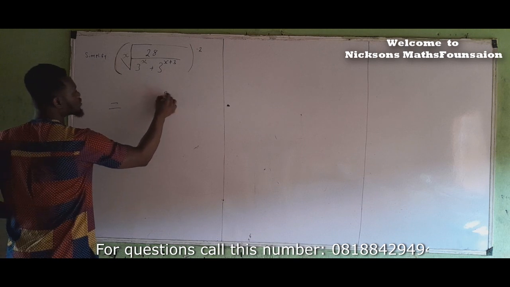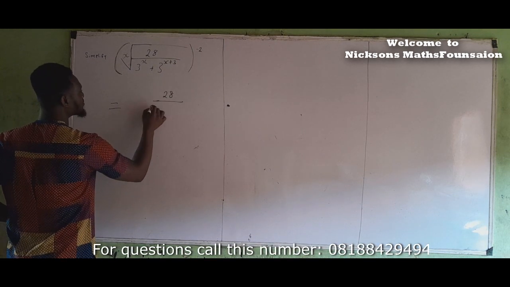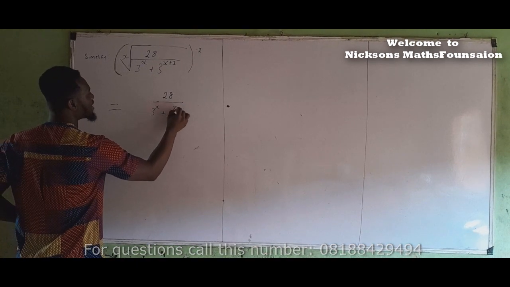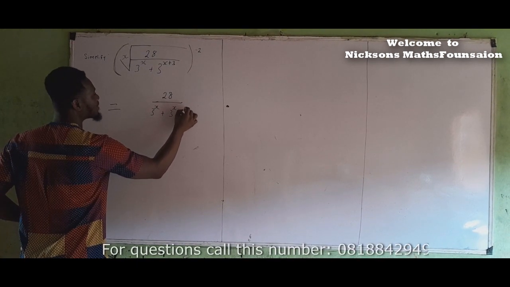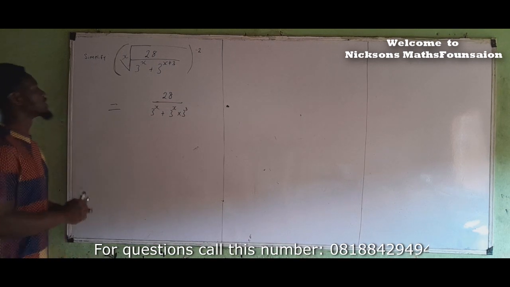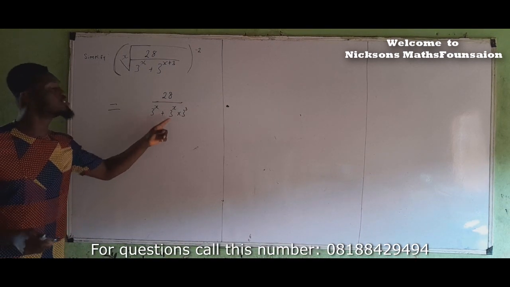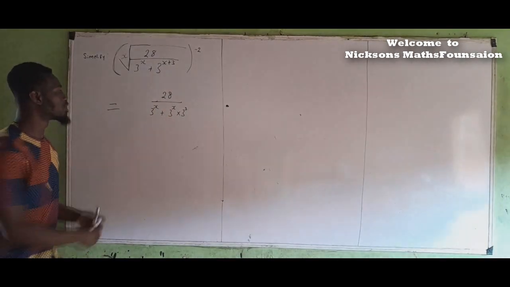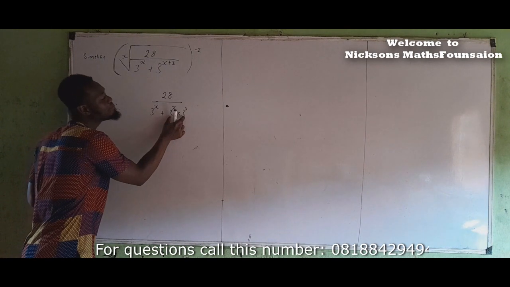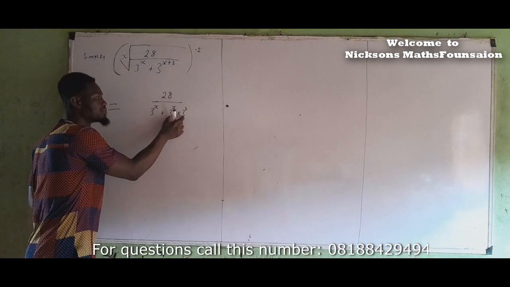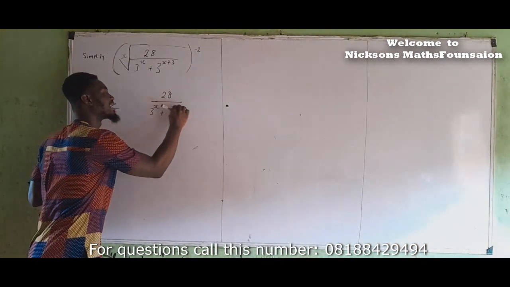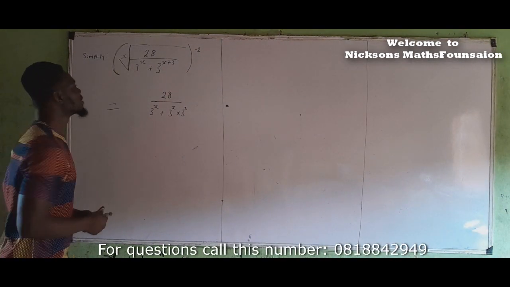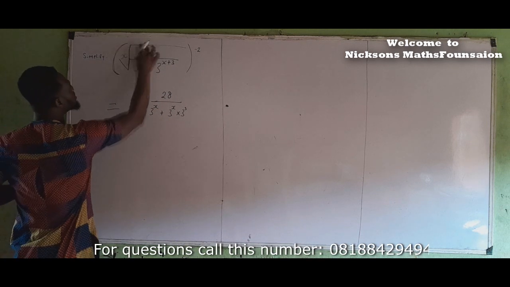So this is 28 all over 3 raised power x plus 3 raised power x times 3 raised power 3. You know why I broke this into 3 raised power x times 3 raised power 3, because this is lots of indices. You can simply pick one of the bases and add the powers, which will give you exactly what we have here. So you already know, we know how to treat this.